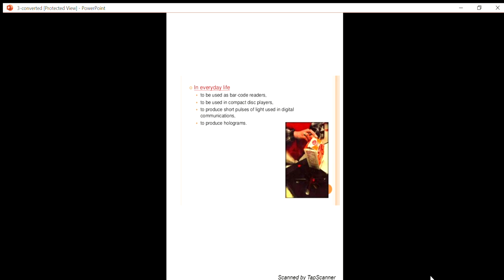Laser is also used in our daily life, such as in barcode readers. Lasers are used in CD players to produce short pulses of light used in digital communication. To produce a hologram, we use laser.